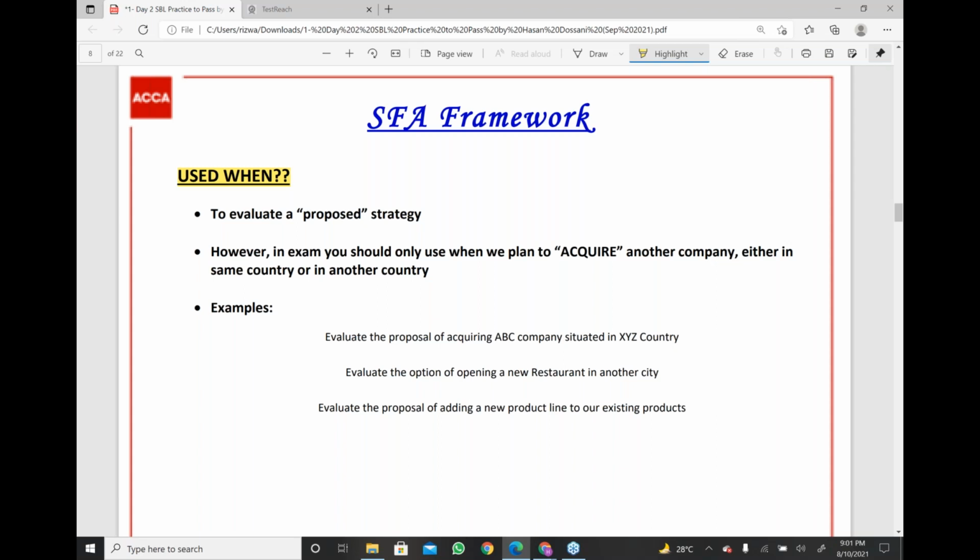So SFA is a model which we use to analyze a proposed strategy. What is it used for? It is used to analyze a proposed strategy. So remember, you are CFOs, okay? Now the company is thinking of doing something. It is one of the strategies. It is thinking of doing something.